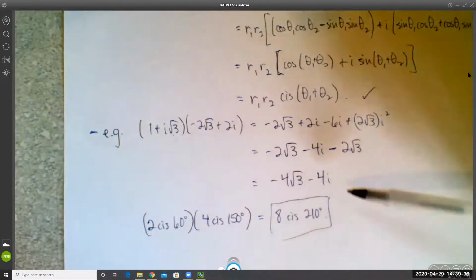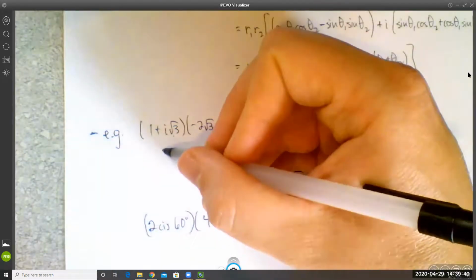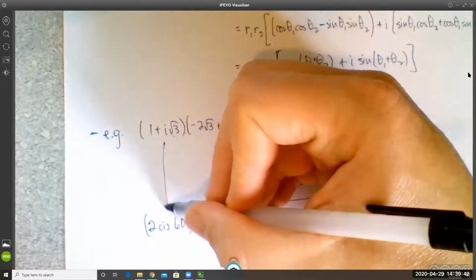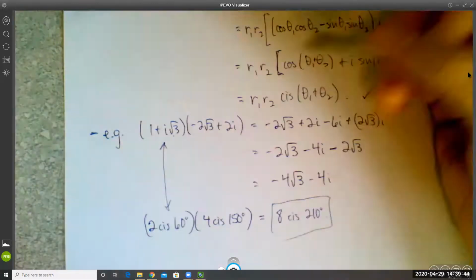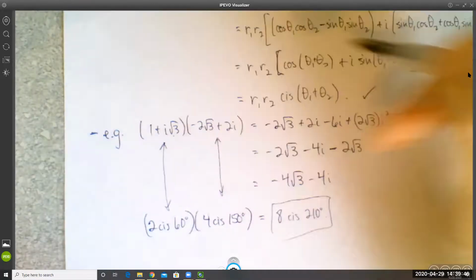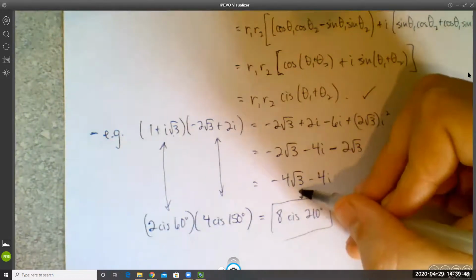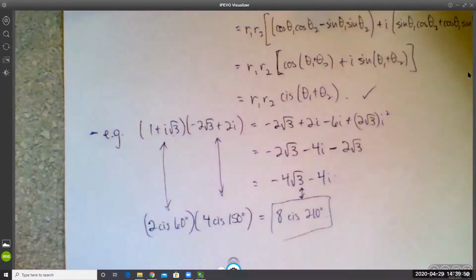You can verify that these two things are the same. It would be a good exercise for you to do to verify that, in fact, these things are equivalent, and then the products are also equivalent. But they should be the same.